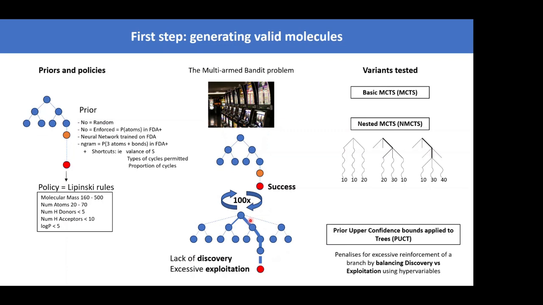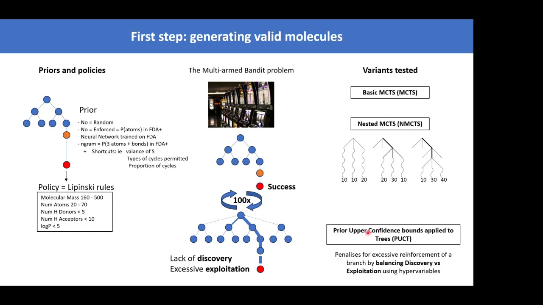So we tested some variants. The first was basic MCTS as an internal control. And then we tested what is called nested Monte Carlo Tree Search, whereby at every single level of the decision tree, all possibilities are tested at the same time. So at the first level, you test all possibilities. You can see that this one produces better, so you select this one. And then all possibilities at this level, you select this one, and then all possibilities at this level. So that's maximum discovery.